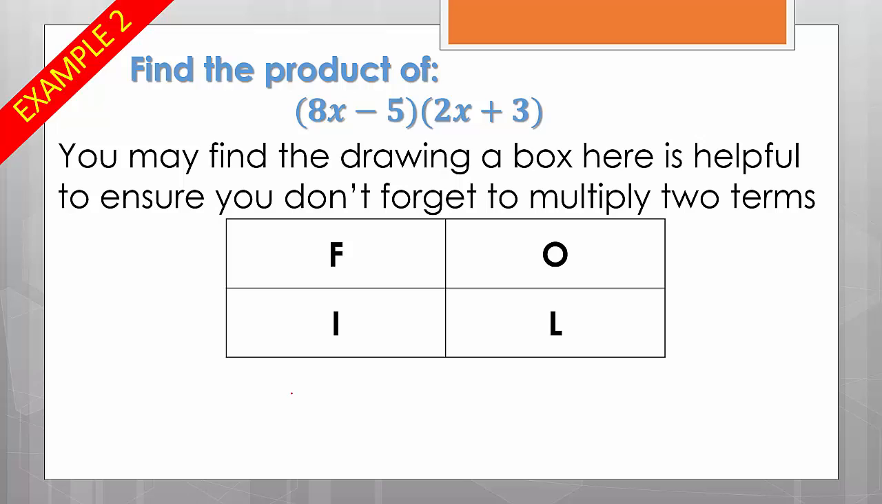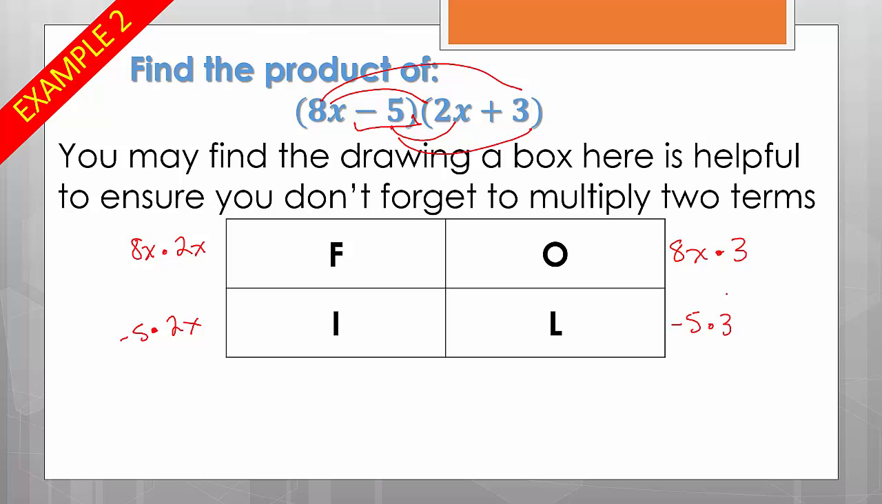Okay? And then in this first box is where I would say, all right, so this is where I'm going to multiply 8x times 2x. That's my first. My outer would be 8x times 3, and then my inner, remember the negative sign to the left of it, so negative 5x, or negative 5 times 2x, and then my last, negative 5 times 3. When you do that, you get 16x squared, 24x, negative 10x, and negative 15.